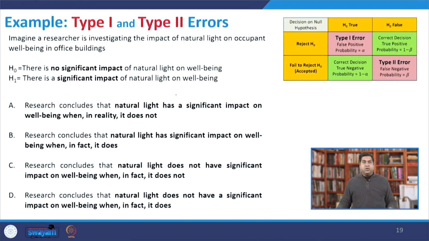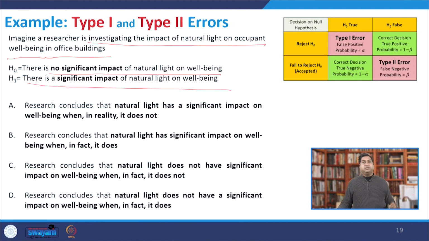If you understood that concept, let us take this example. Imagine a researcher is investigating the impact of natural light on occupant well-being in an office building. In this case, the null hypothesis is that there is no significant impact of natural light on well-being, and the alternative is that there is a significant impact of natural light on well-being.